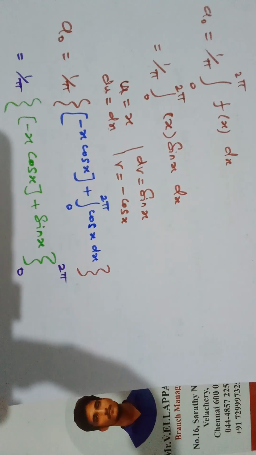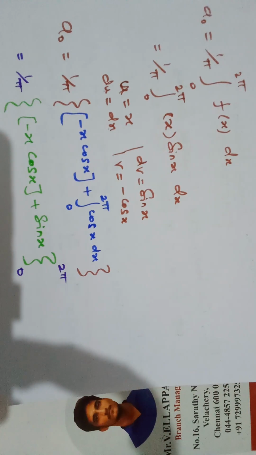a naught equal to 1 by pi integral from 0 to 2 pi f of x dx. This is the formula. So f of x is x into sin x dx. Let us choose u equal to x, dv equal to sin x dx. Differentiate u, that is du equals dx. Integrate dv, v equal to minus cos x. So integration by parts. Let us use the formula: integral u dv equal to uv minus integral v du. So that is the formula.